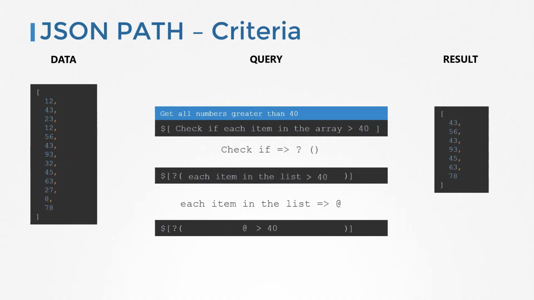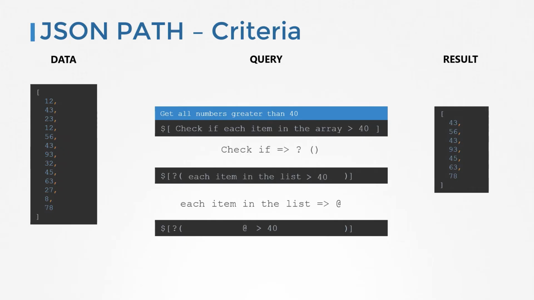So our query is finally dollar followed by the square brackets. Within the square brackets, we use the question mark to specify a criteria. The criteria is always defined within the curved brackets. And in this case, the criteria is @ greater than 40, meaning items greater than 40.